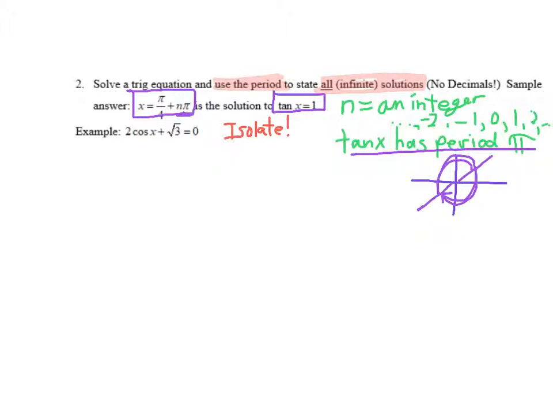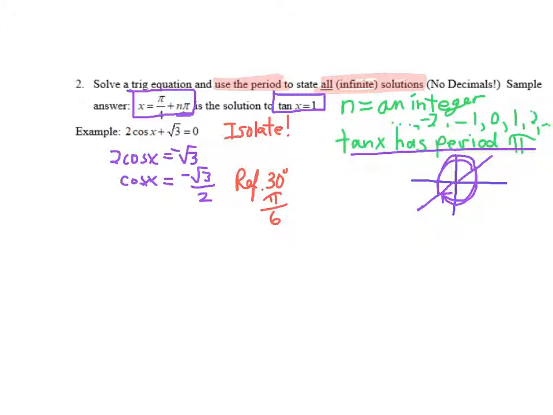Now let's look at the one we have here. It's not a tangent, it's a cosine. So the first thing you're going to do is isolate. So when we subtract square root of 3 and then divide by 2, we get cosine of x equals negative square root of 3 over 2. Now we remember that the reference angle for cosine being square root of 3 over 2 is 30 degrees. I find it easiest to remember them in degrees, but then remember you have to convert that to radians. It is really pi over 6.